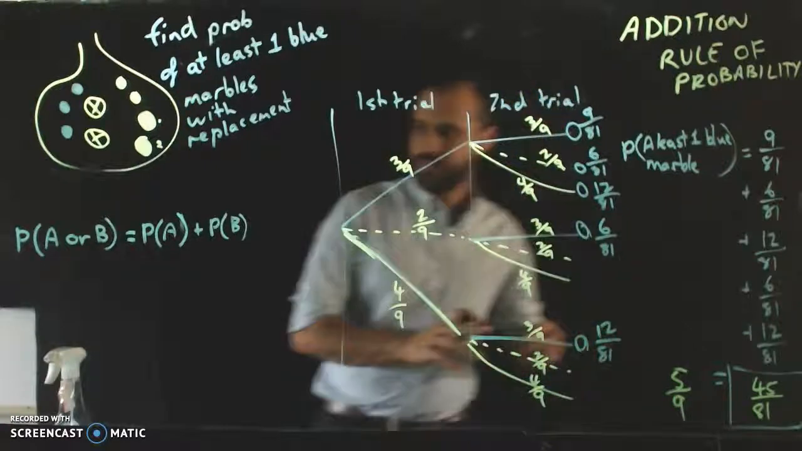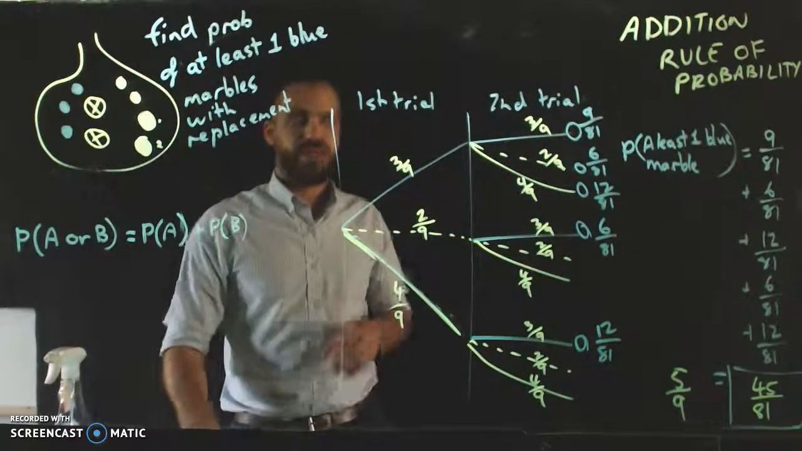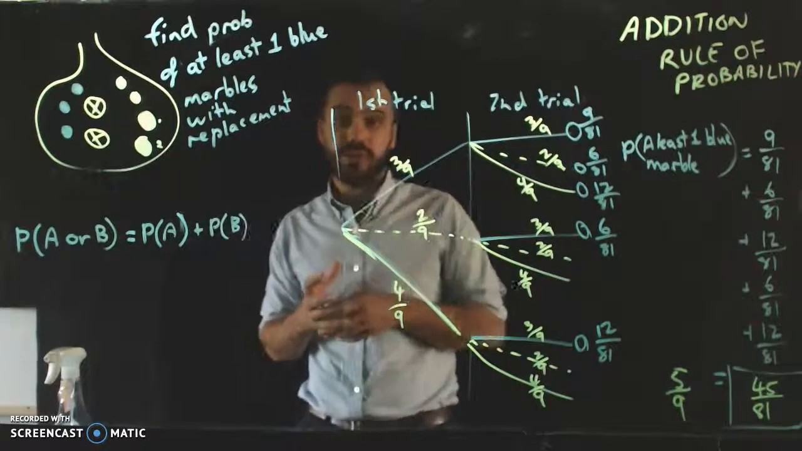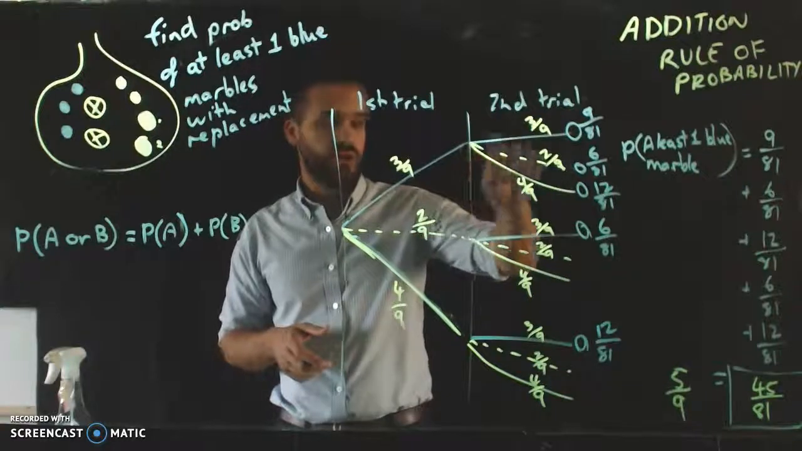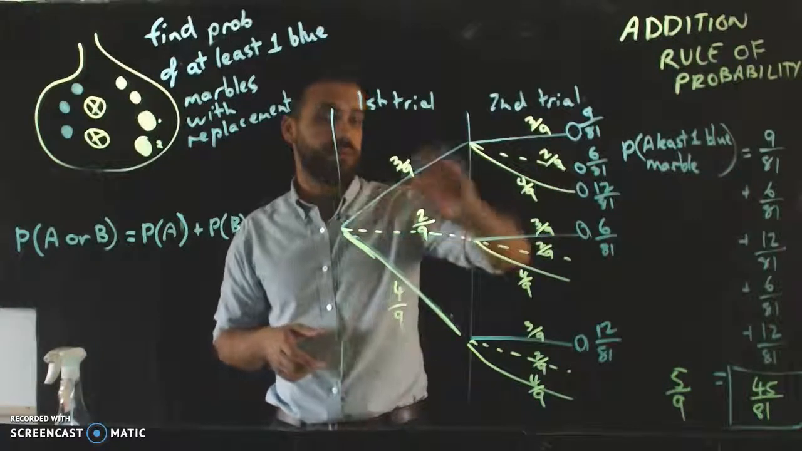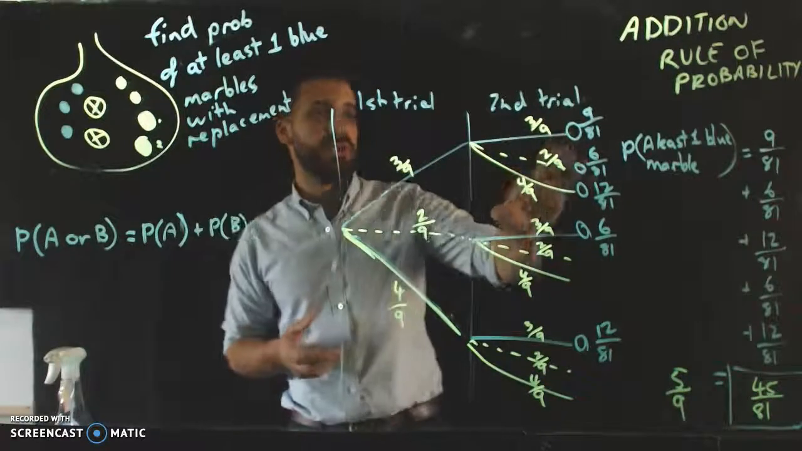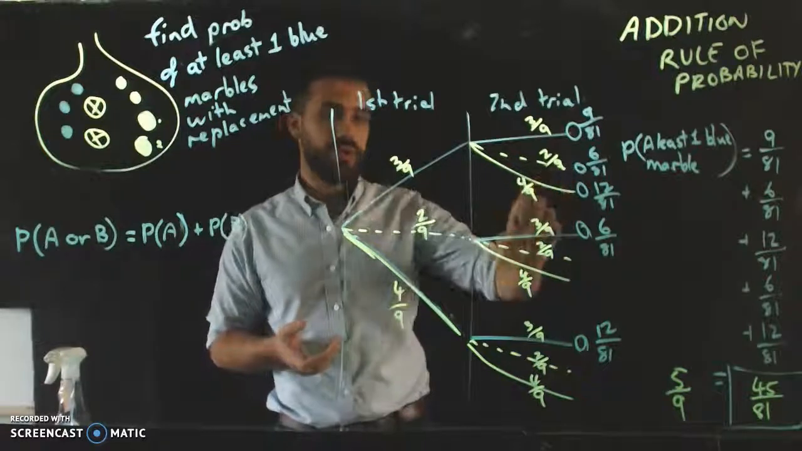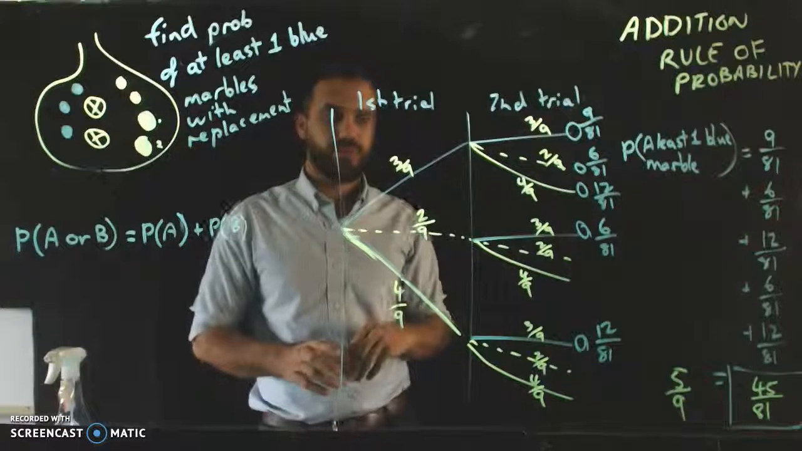Now, that's it. So, recapping, the multiplication rule of probability is the probability of A and B, and you work across your tree diagram. This times this will give you the probability of that particular branch happening. Now, if you want to know what's the probability of this branch or this branch happening, or this branch, you add up your probabilities here using the addition rule of probability.